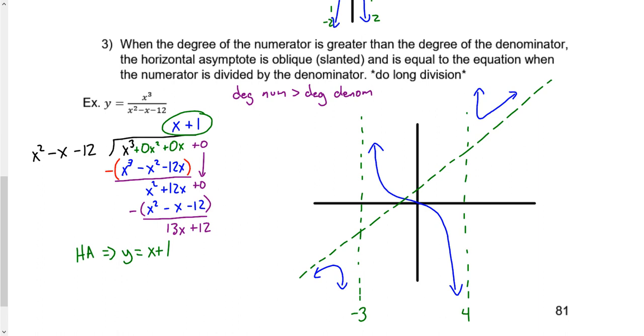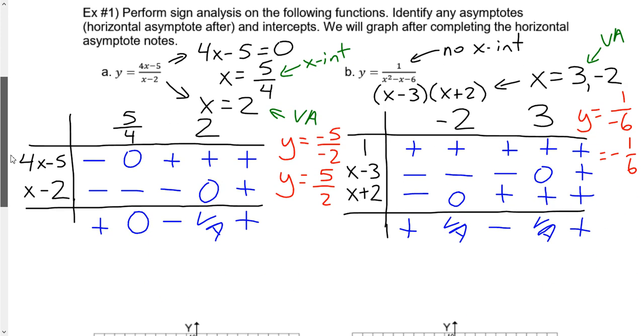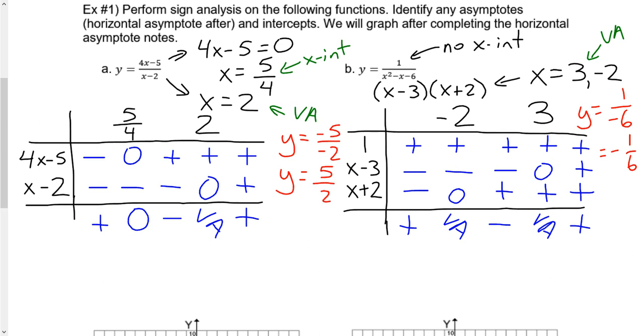Alrighty, now that we've talked about horizontal asymptotes, we're going to go back a page. We're going to finish off these questions. So the last bit of our notes here, we had already done our x-intercepts, our y-intercepts, our vertical asymptotes. We had done our sign analysis. But the last thing we need to do is identify what our horizontal asymptote is. So let's apply our 3 rules.